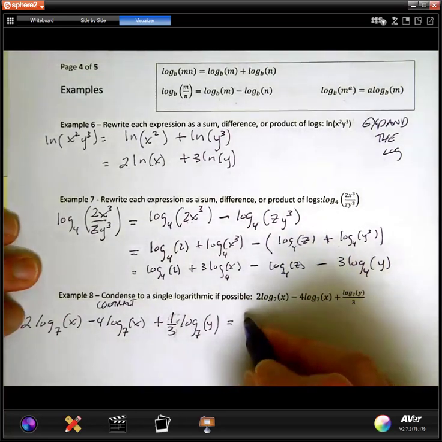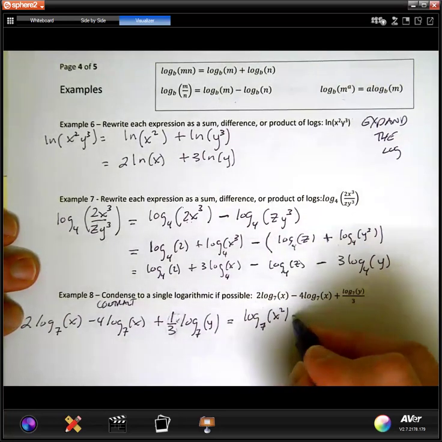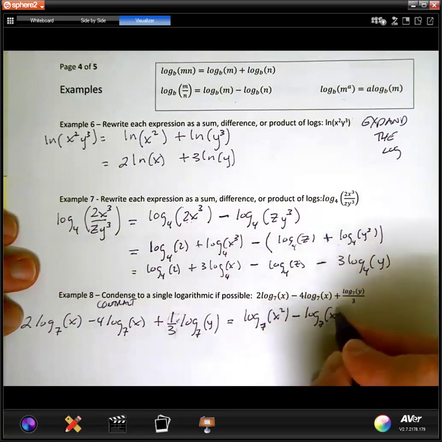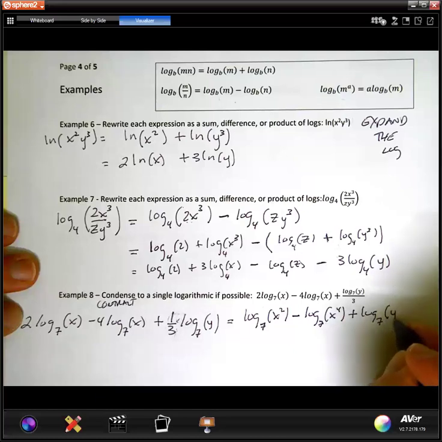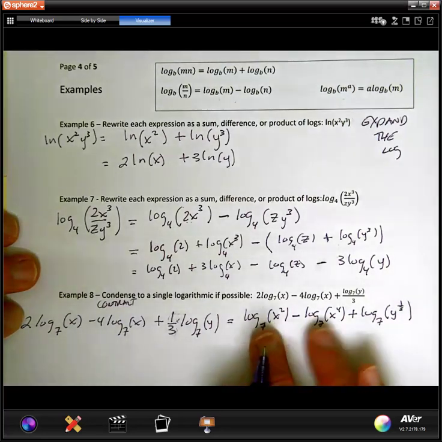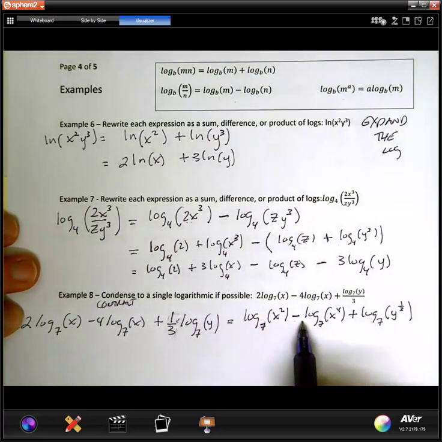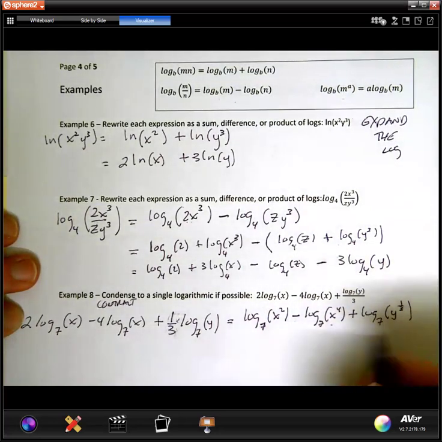So let's do that. So I've got log base 7 of x squared, subtract then log base 7 of x to the 4th, and finally, log base 7 of y to the 1/3. I can do it all in one shot. I'm subtracting, so this is going to be the quotient rule. So this will go in the numerator, this will go in the denominator.